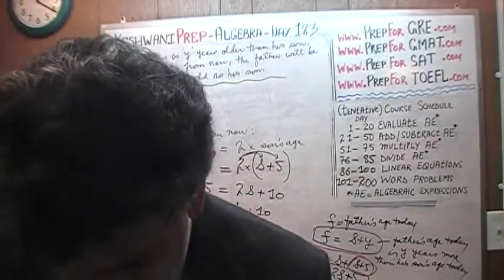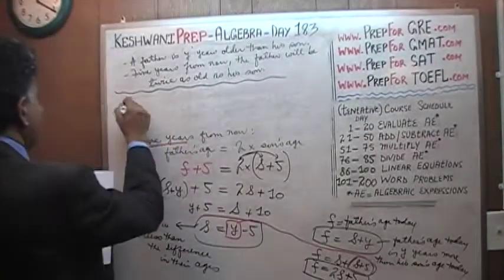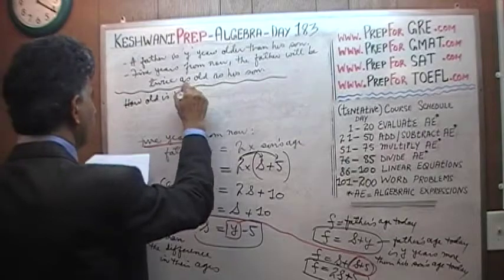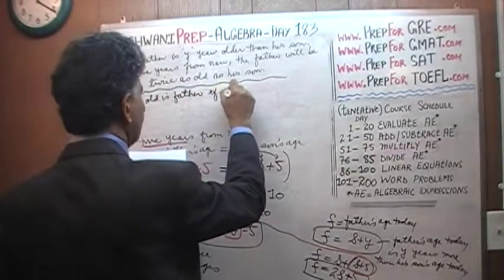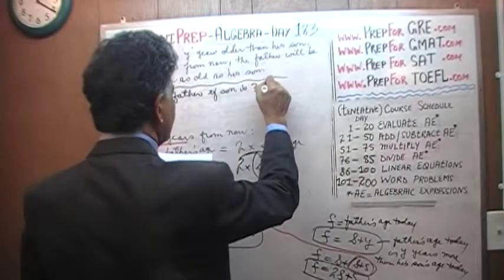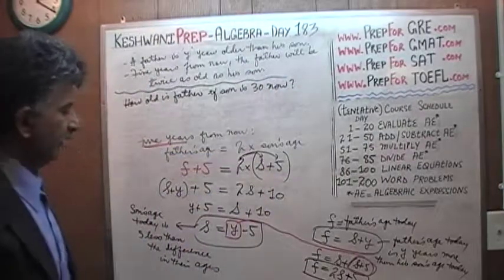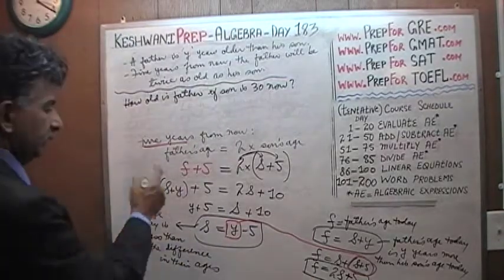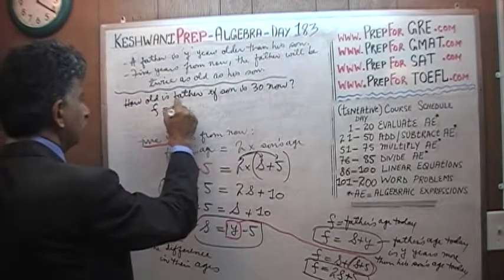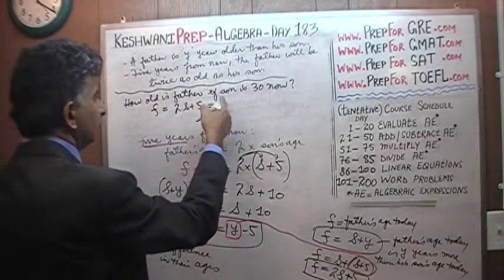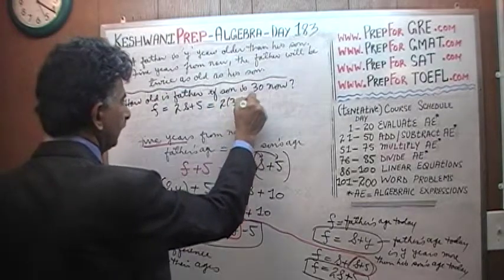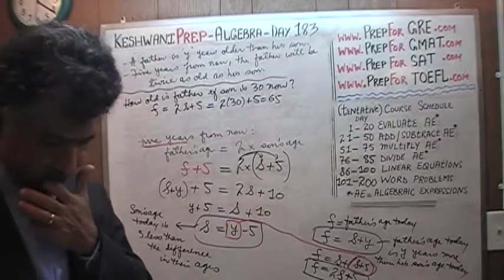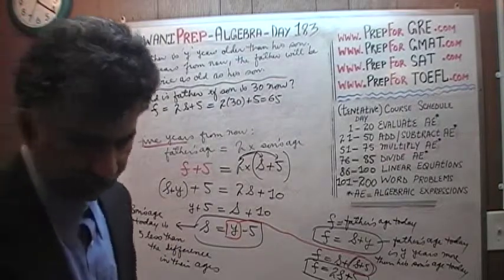Now, if you were asked some concrete question, for example, how old is father if son is 30 now, we can answer that question from this equation right here. We know that from that equation, f equals 2 times s plus a 5. If son is 30 now, that's 2 times 30 plus a 5. Father must be 65. Let's see if it actually makes sense.